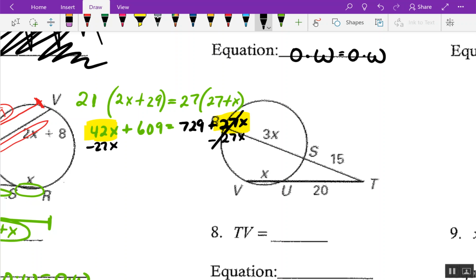42 minus 27 is 15. 15x plus 609 equals 729. All right, what was the problem with subtracting 27 from both sides? 729 minus 609 is 120, divided by 15. It is not any longer than any other problem. It is exactly the same steps. So you just had to write 2 or 3 more numbers.